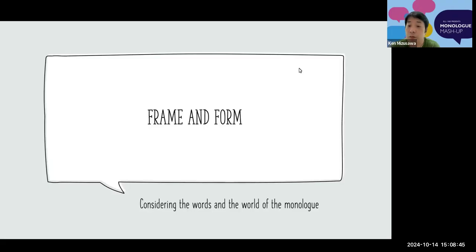Okay, hello everyone. Welcome to part 2 of this online workshop in which I tackle two key terms that I'd like to introduce to you: frame and form.